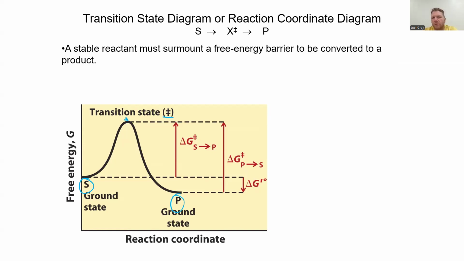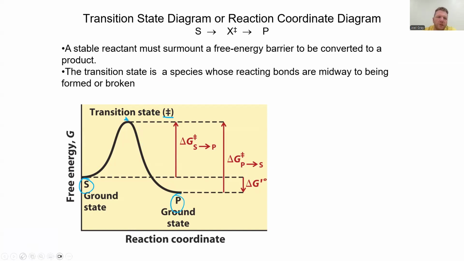Now, a stable reactant must surmount a free energy barrier to be converted to a product. Effectively, what this means is that the substrate has to go up the roller coaster tracks to meet the transition state in order to go down to your product. Now, the transition state is a species whose reacting bonds are midway to being formed or broken. So the transition state right here is where we're kind of between our bonds being made and our bonds being broken.